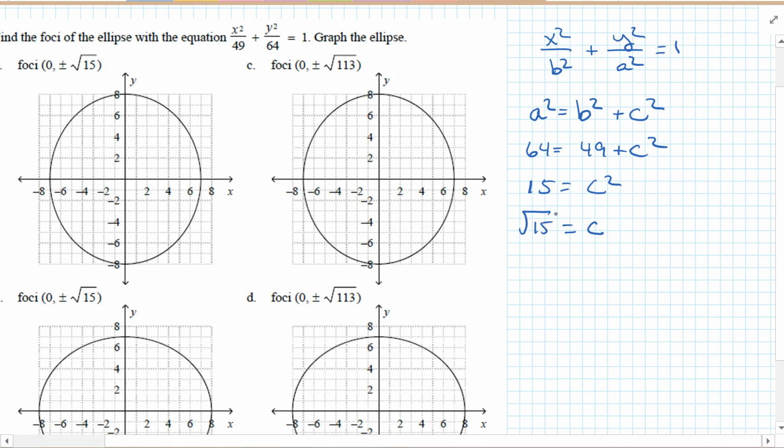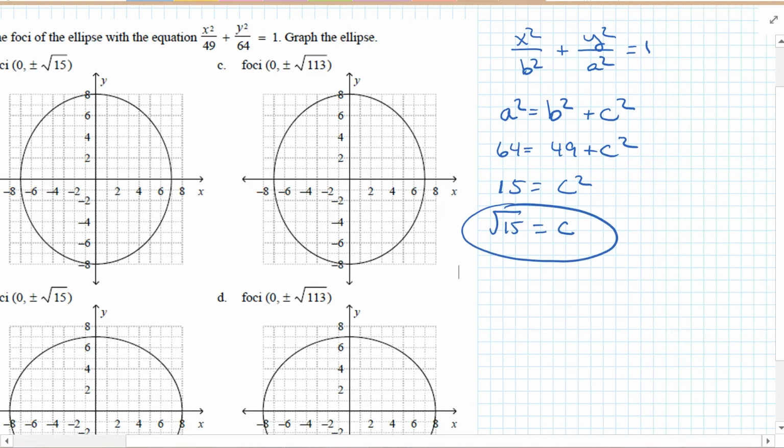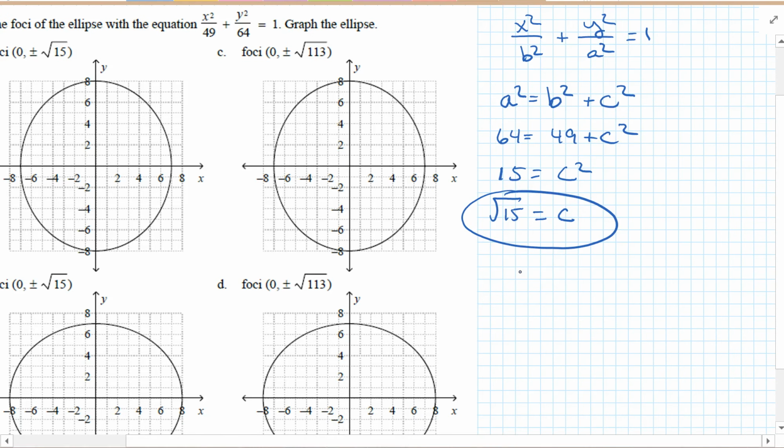Okay, the question is, what is our major axis? Our major axis is the y. Okay, our major axis is the y. So the foci are going to be on the y-axis. So the foci are going to have a plus and minus. Since there's no distance traveled on the x, the x value would be 0. The y value of the focus would be plus or minus the square root of 15.